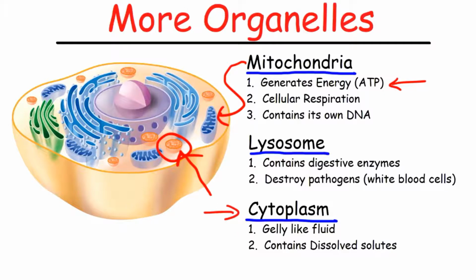The cytoplasm is basically the jelly-like fluid that is in the cell. So all of the organelles, they're dissolved in the cytoplasm. The cytoplasm contains solutes like salts, electrolytes, and other stuff like carbohydrates, lipids, and free floating ribosomes and things like that.